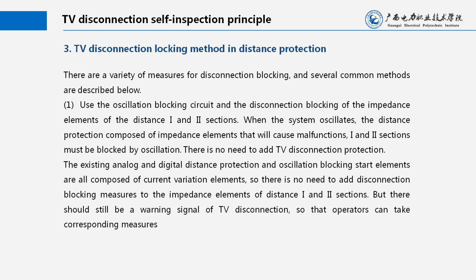1. Use the oscillation blocking circuit and the disconnection blocking of the impedance elements of the distance 1 and 2 sections. When the system oscillates, the distance protection composed of impedance elements that will cause malfunctions, 1 and 2 sections, must be blocked by oscillation. There is no need to add TV disconnection protection. The existing analog and digital distance protection and oscillation blocking start elements are all composed of current variation elements, so there is no need to add disconnection blocking measures to the impedance elements of distance 1 and 2 sections. But there should still be a warning signal of TV disconnection, so that operators can take corresponding measures.